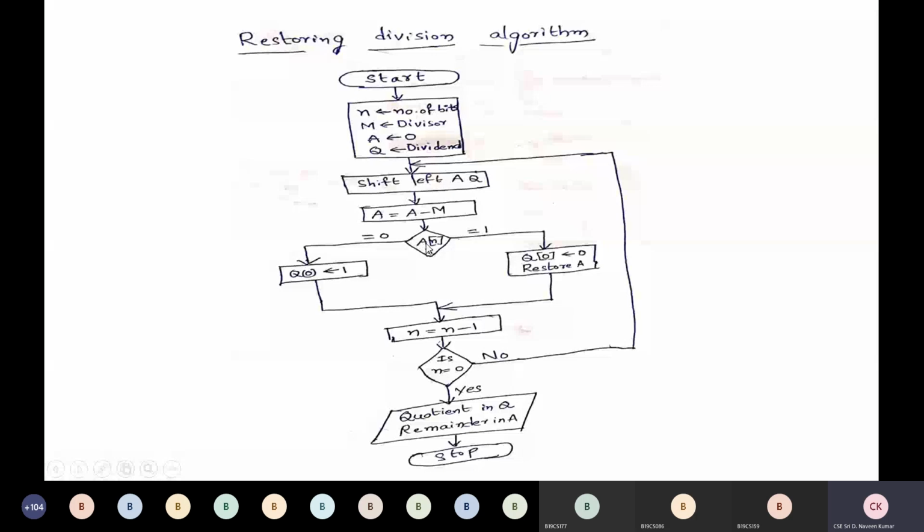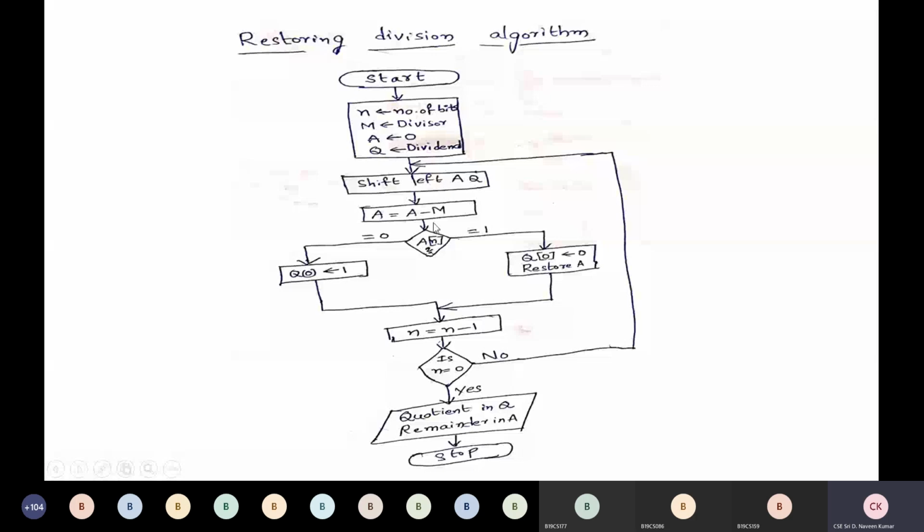If the most significant bit is 0, then we are just setting the Q0 bit to 1. So in either case we come here and subtract 1 from n, n is equal to n minus 1, and we check the condition. If n is not equal to 0, another iteration, and so on for n iterations. Finally, the quotient will be in Q, and the remainder will be in the accumulator register.